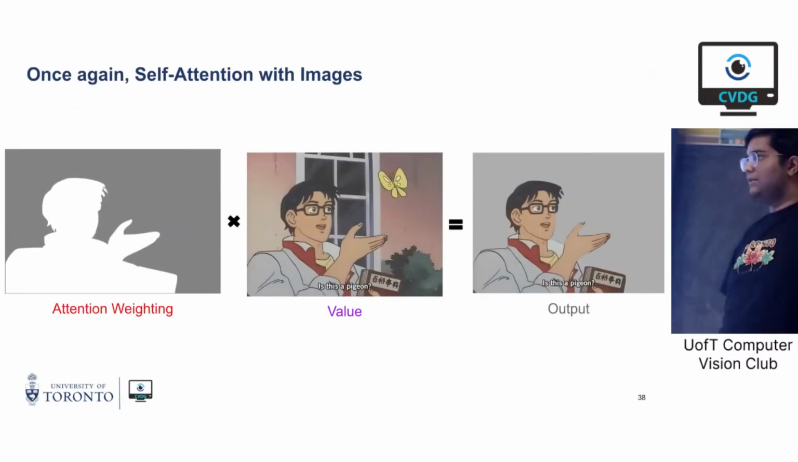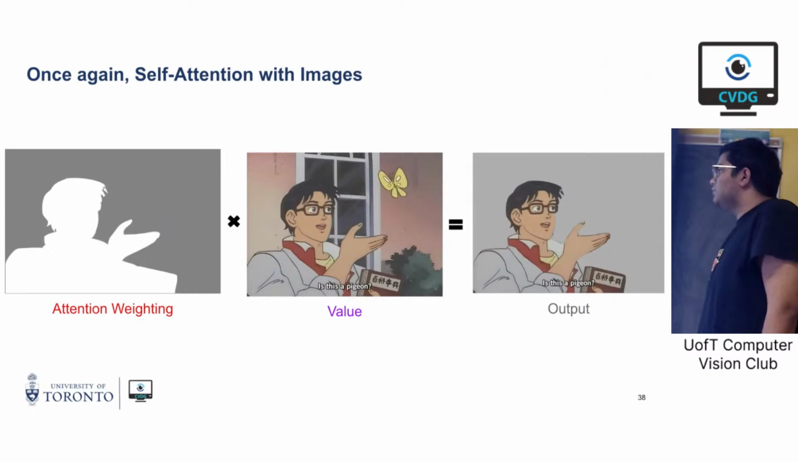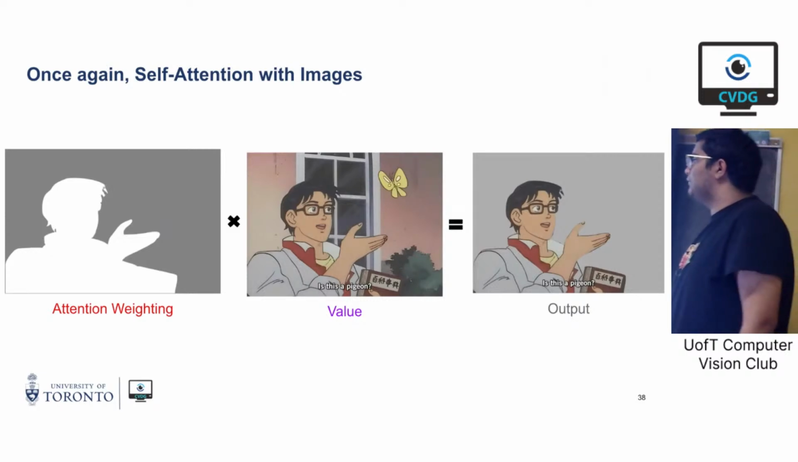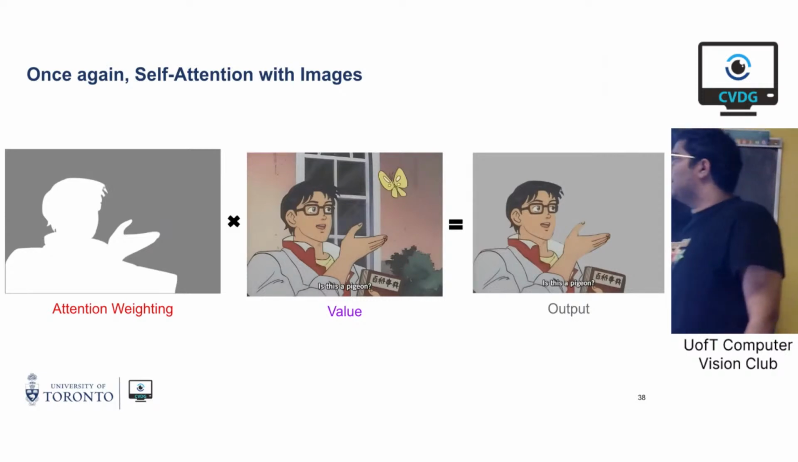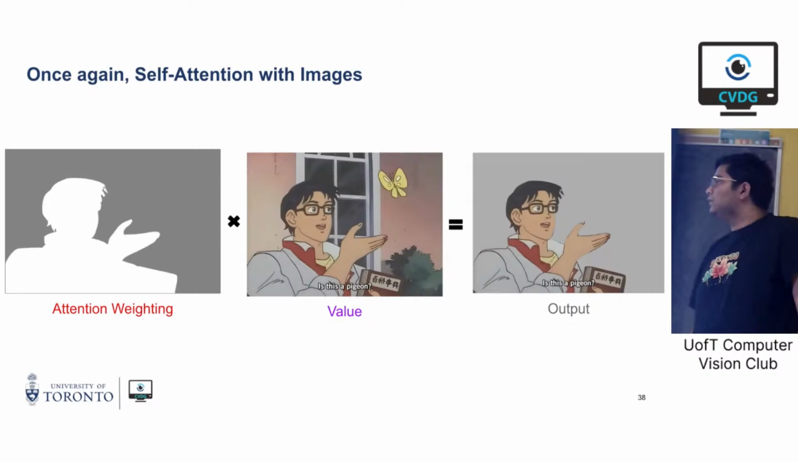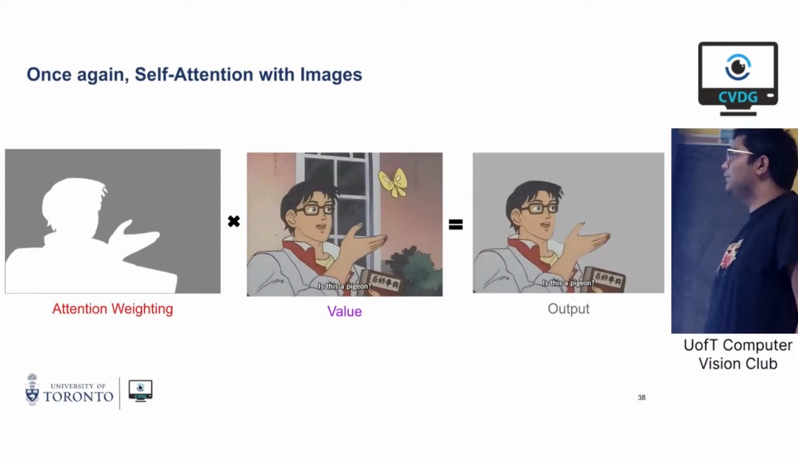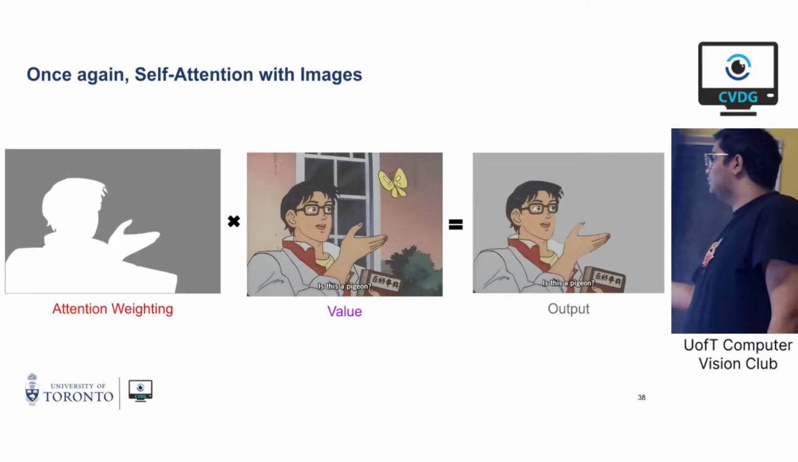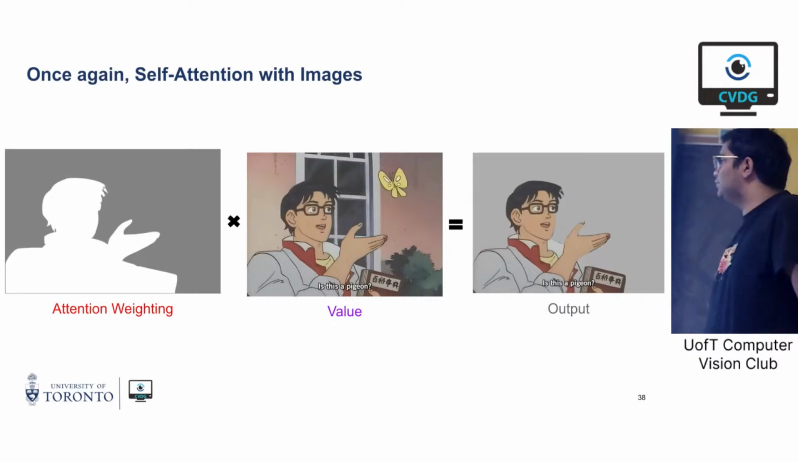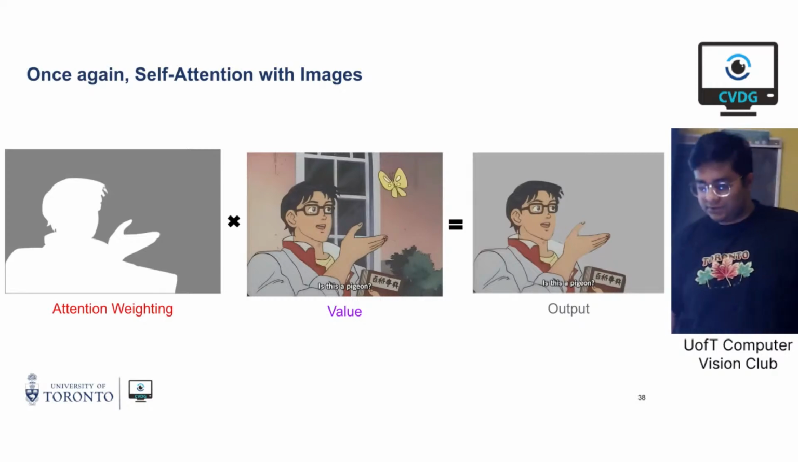Once again, to reiterate self-attention with words. For an image, when you run attention weighting, you would get something like that, where the white parts indicate values which are more important and the gray parts indicate values which are less important. And when you multiply it with the value, you would get an output which shows the most important parts of an image.